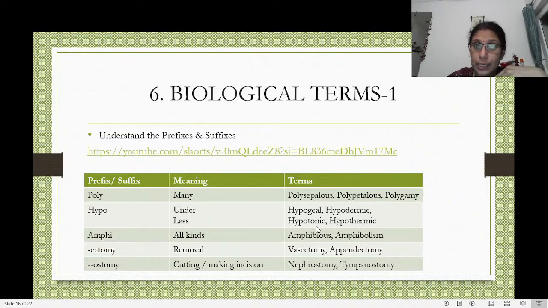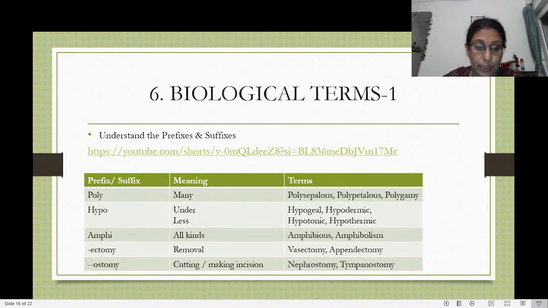If it is hypotonic, that means it is low in the solute content. And hypothermic means it is low in temperature. Amphi means all kinds. So amphibious, we know, is an organism like a frog which can live both in water and on soil. Amphibolism is a type of reaction which contains both anabolism and catabolism together. Now these are prefixes. Similarly, you have some suffixes also.